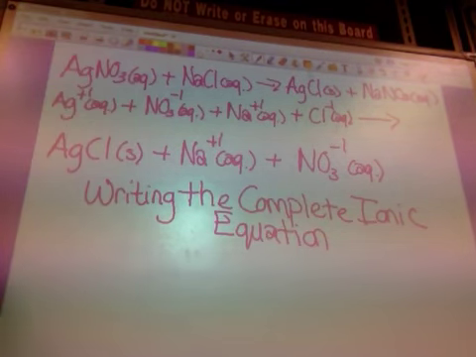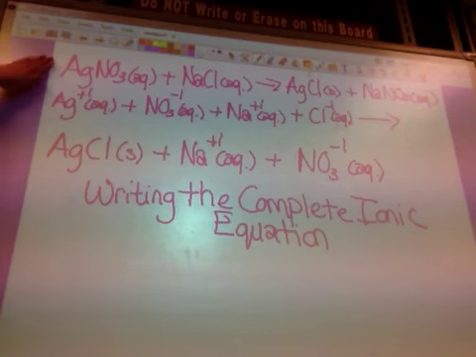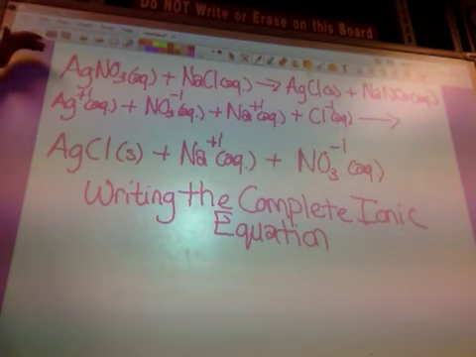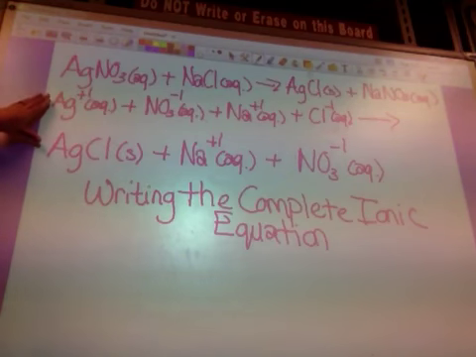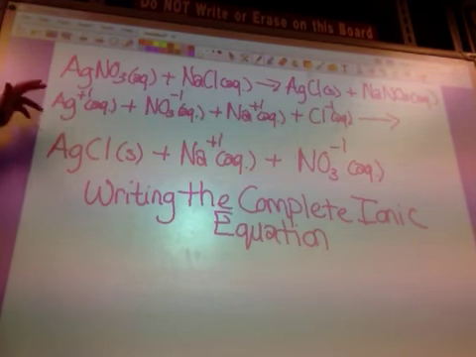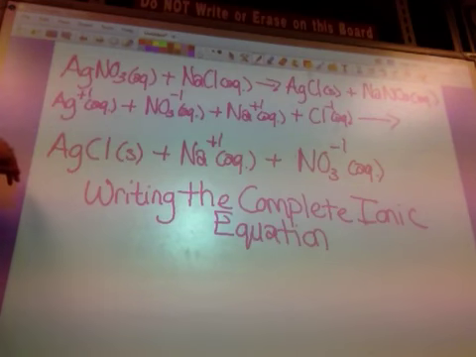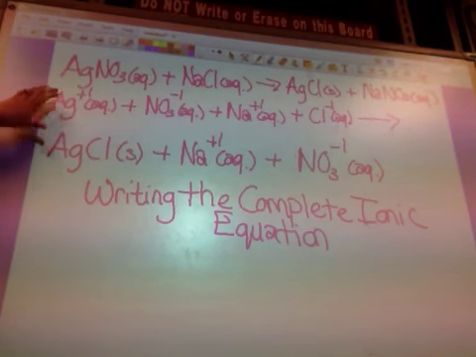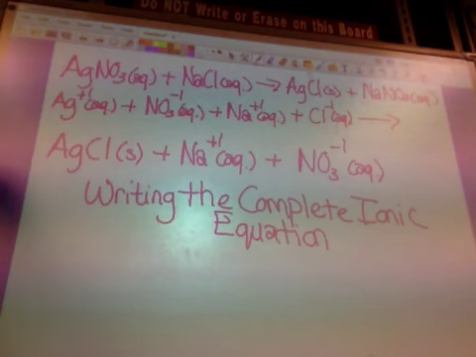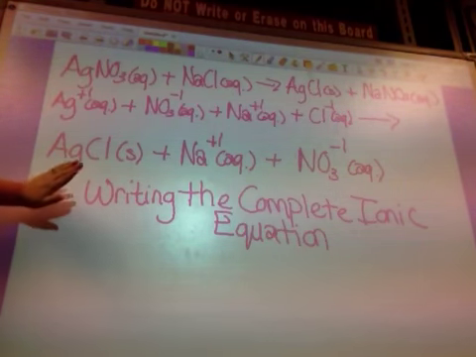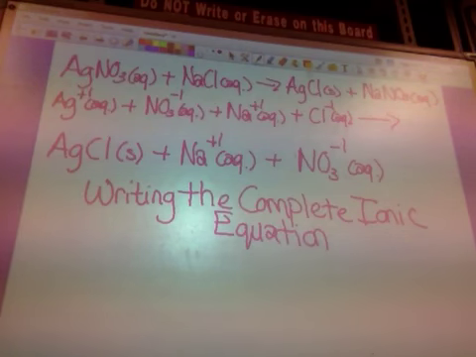Okay? So the first step that we're always going to do is we're going to write out our reaction, just like how you've always done it. Then we're going to take all of the aqueous solutions and dissociate them into ions, which just means we're going to separate the aqueous solutions into ions, which is what you did here. But that can only happen for aqueous solutions. It can't happen for solids, liquids, or gases. And so this is called writing the complete ionic equation.